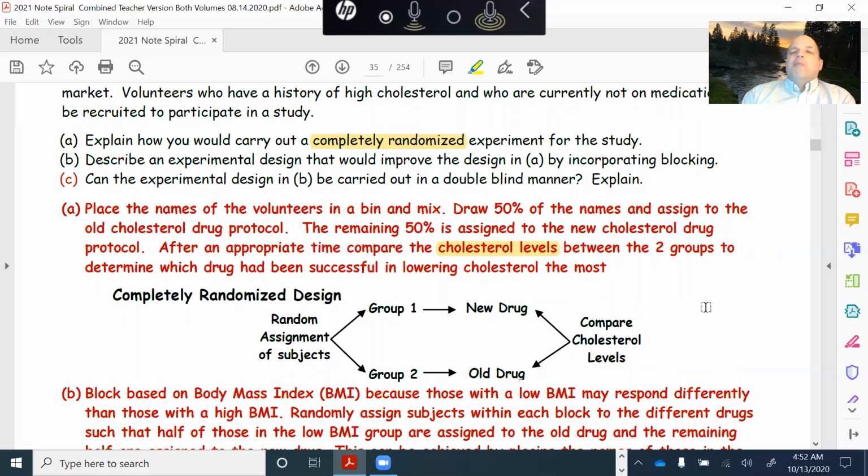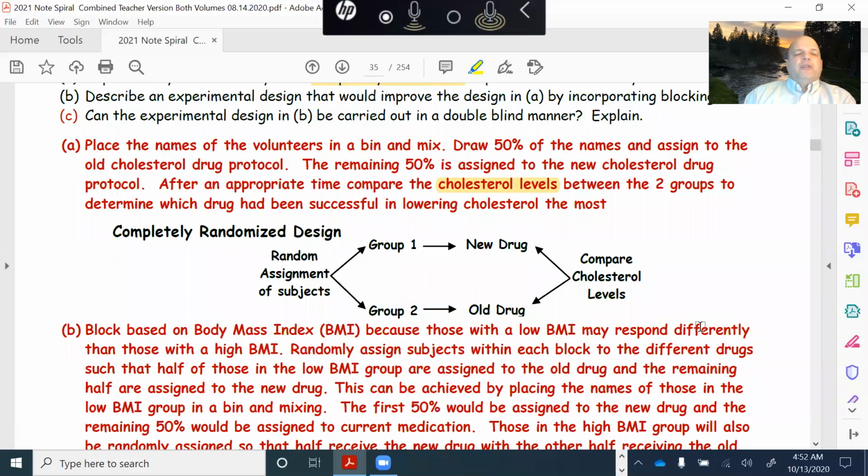Once again, block on the variable that you believe will have the greatest impact on the study. You might have chosen gender. You might have chosen age. You might have chosen overall health. I happen to choose body mass index, just because I think it's three personally upsetting letters to me. So block based on BMI, because those with a low BMI may respond differently than those with a high BMI.